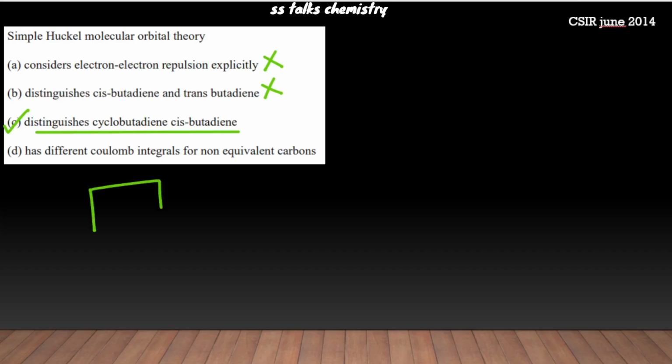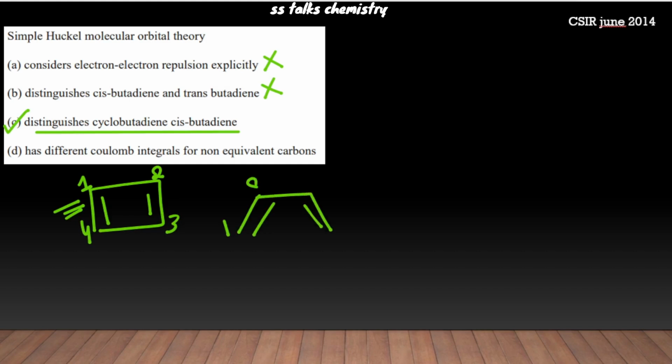Because if you see, this is cyclobutadiene. Here the bonds between the carbons are different: 1, 2, 3 and the 4. Between 1 and 4, the connectivity is there. Whereas in the cis-butadiene, that is this 1, 2, 3 and the 4, in between 1 and 4, there is no bonding. So that means a different secular determinant will be found. Different values of energies we will be getting. So we can distinguish between these two.